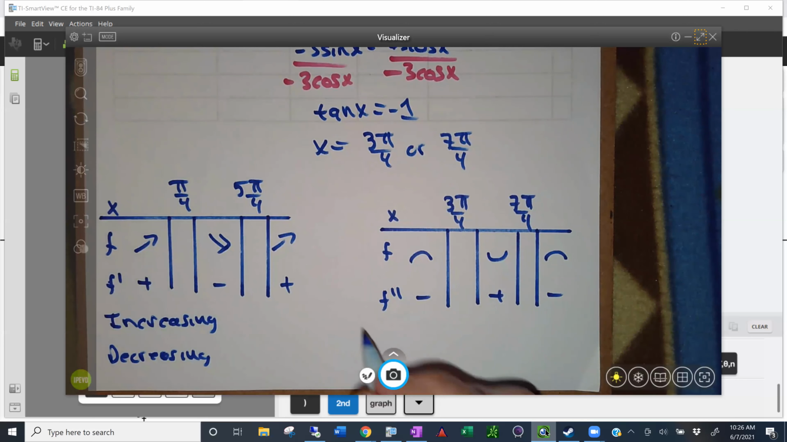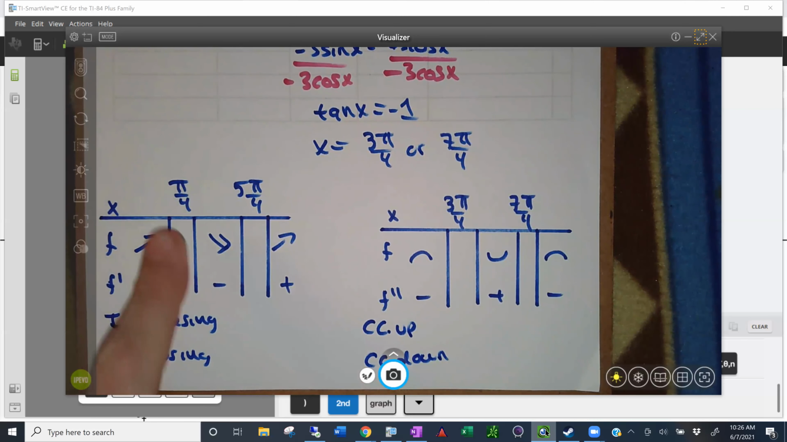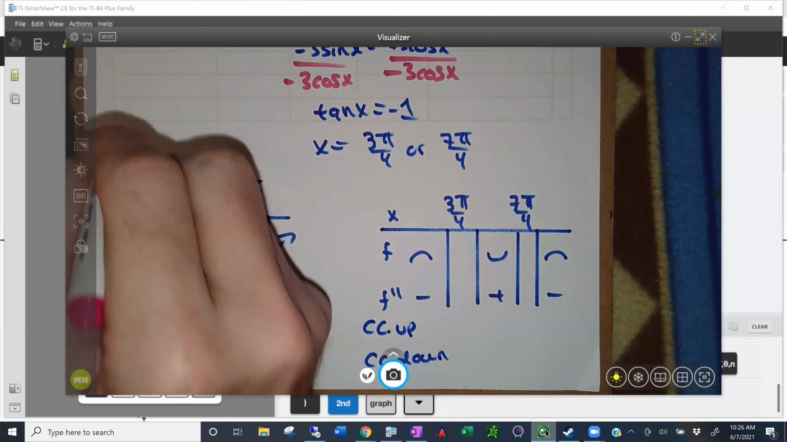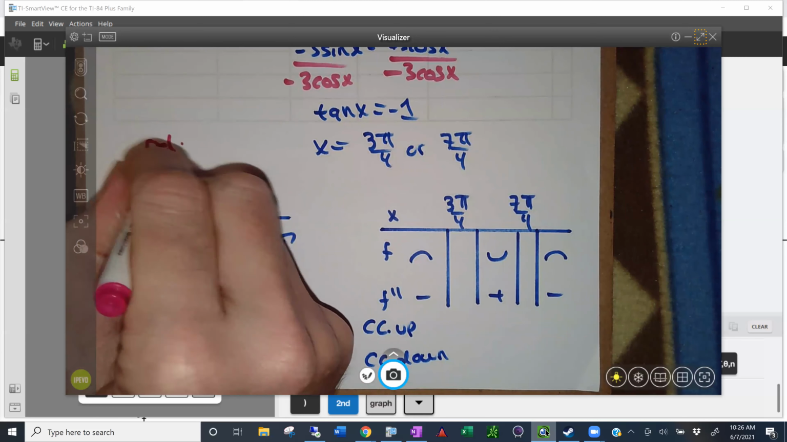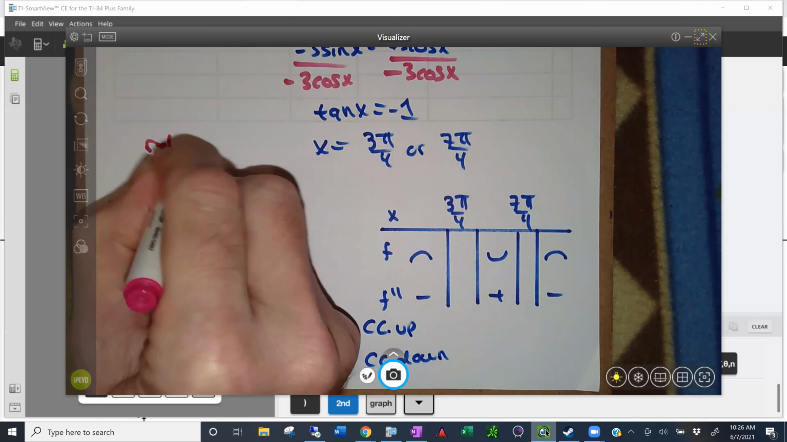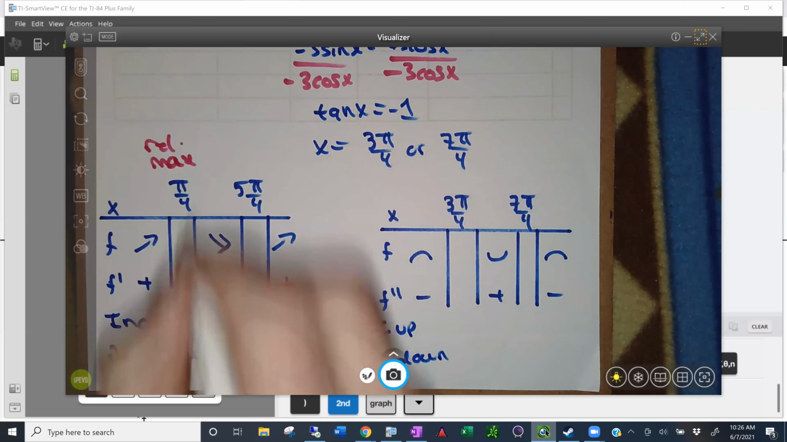Increasing, decreasing, concave up, concave down. So a couple things. This would be a relative max. This would be your relative min.